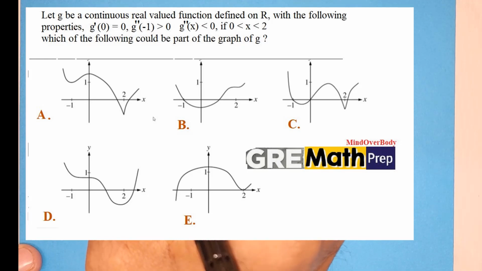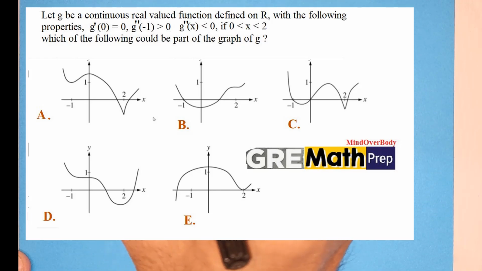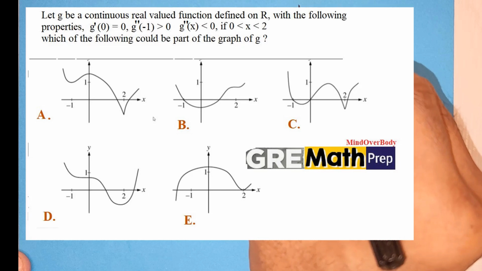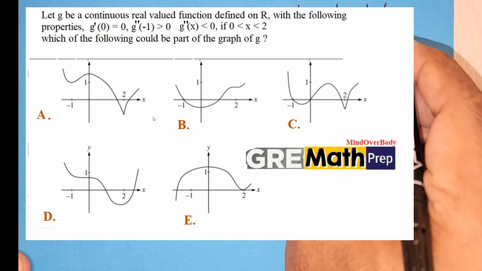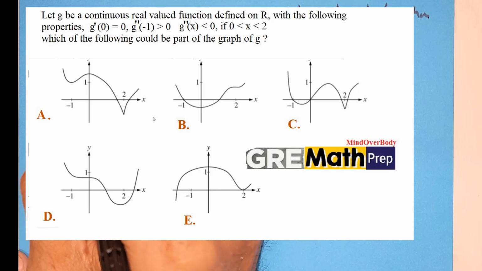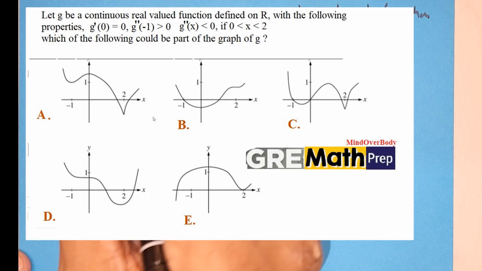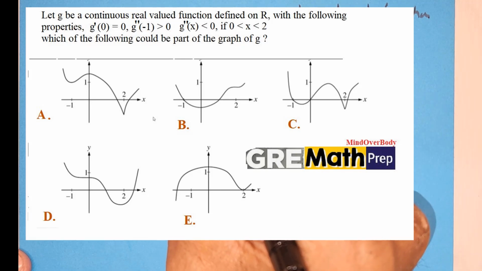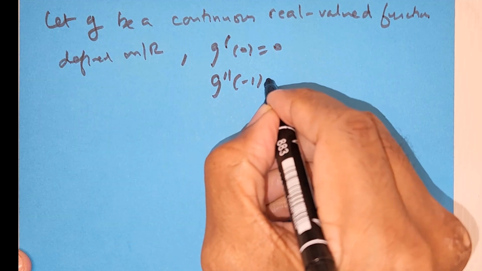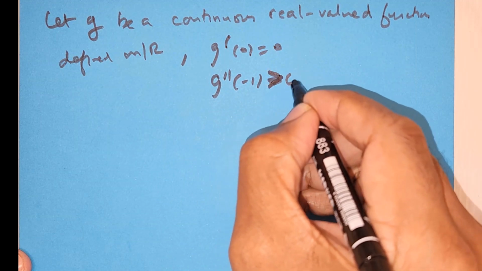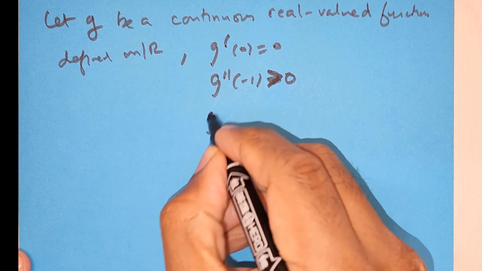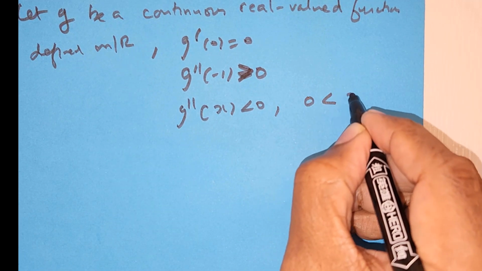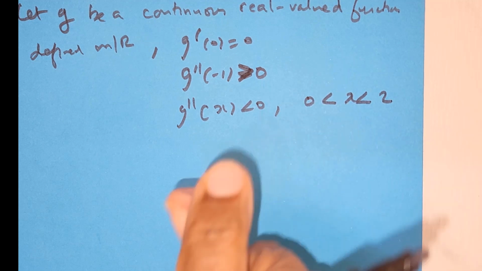Now let me state this question. Let G be a continuous real valued function defined on R with the following properties: that G dash of 0 is equal to 0, G double dash of -1 is greater than 0, and G double dash of x is less than 0 for values of x lying between 0 and 2.